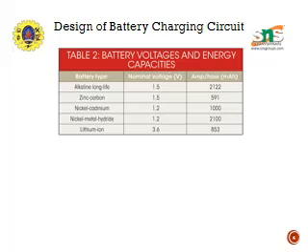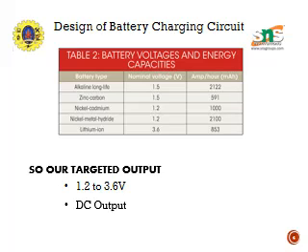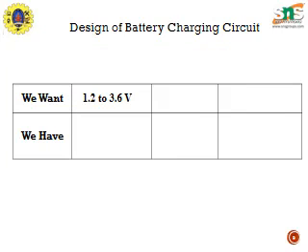The final one is lithium ion. The nominal voltage is 3.6, amps per hour is 853. So our target is 1.2 volts to 3.6 volts and a constant DC voltage, that is direct current output. The final requirement is constant output. Next we move on to the design of the battery charging circuit.